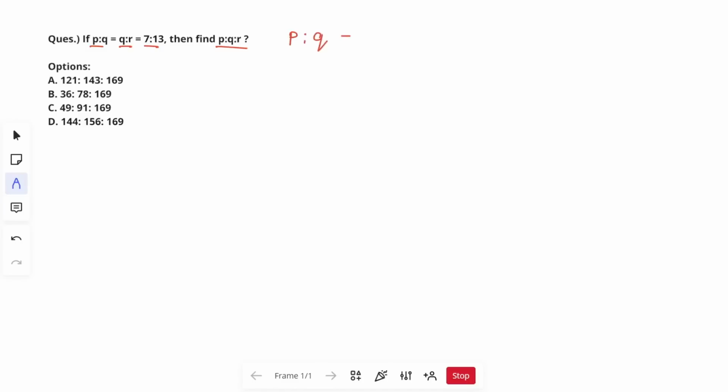First of all, let's take the initial ratio that is given to us, P is to Q is equal to Q is to R is equal to 7 is to 13. Okay, now based on this, what can we write? Can we write P is to Q is equal to 7 is to 13 and Q is to R is equal to 7 is to 13, right? We can absolutely write this.